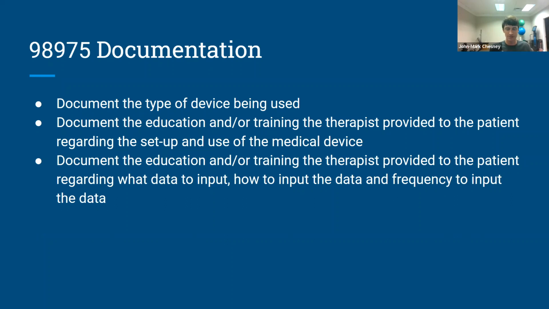So a lot of this is just using some common sense of understanding what documentation should look like, and thinking of RTM as if it was another patient visit and what you would document. Everything I'm saying here shouldn't be any surprise. It should really make sense, but it may just make sure that you have a few other things in here as well. So 98975 documentation. This is the initial startup. You want to document the type of device being used. In our notes, we put in PhysiTrack right now because that's what we're using.